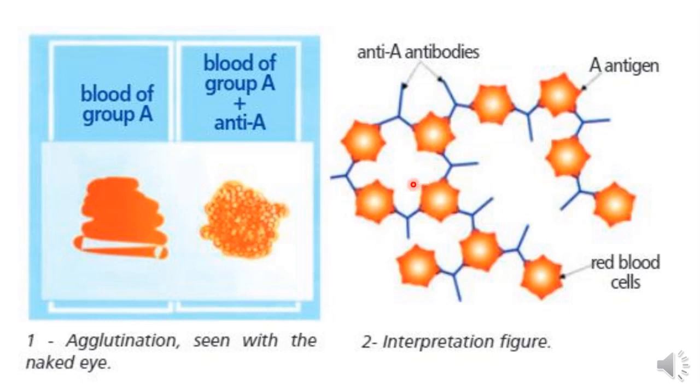This is the photo on your books. Now here we can see the agglutination. So when we put antibody of the same type, like for example here blood group A, if we put antibody A, so this is the agglutination that happens. They will agglutinate.